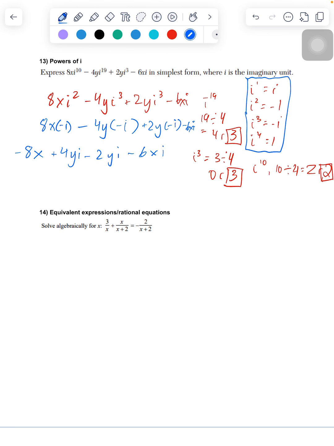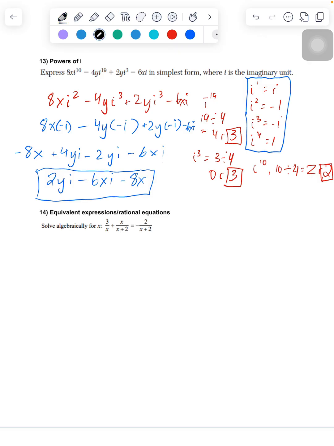So I can combine some like terms here. This doesn't have an i, this has an i, so I can't combine those, but these two I can combine because it's just yi and yi. So I'm going to have 2yi minus 6xi minus 8x. And that's my final answer, right? That's my final answer.